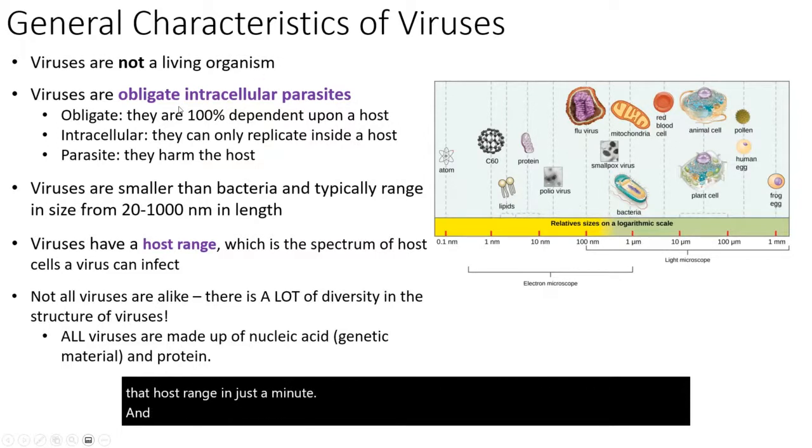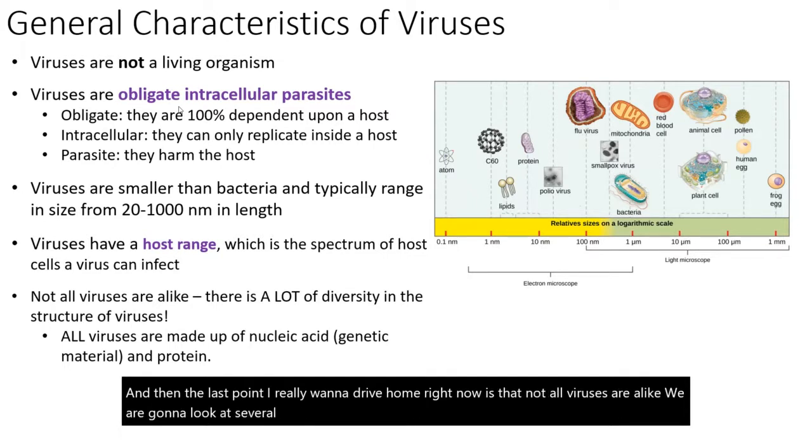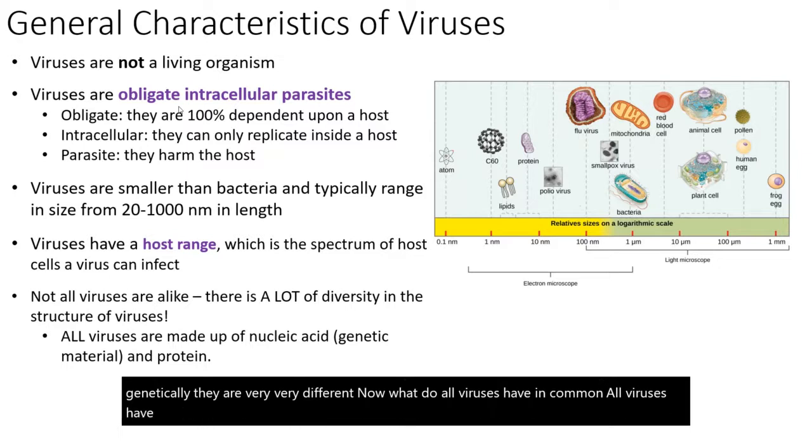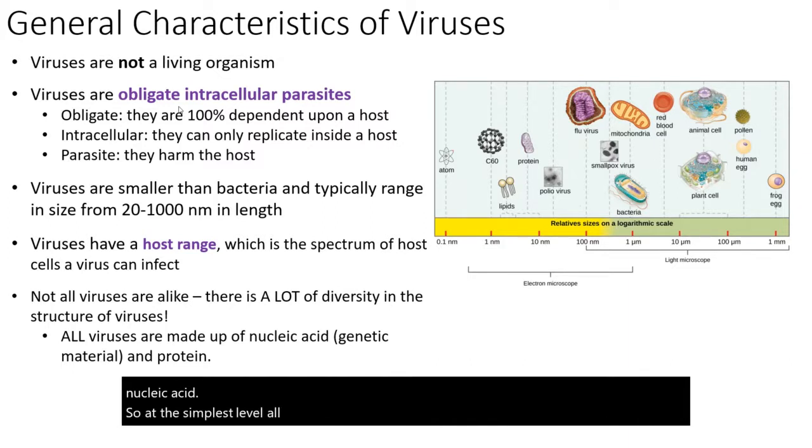And then the last point I really want to drive home right now is that not all viruses are alike. We are going to look at several different viruses, and you're going to see that structurally and genetically, they are very, very different. Now, what do all viruses have in common? All viruses have nucleic acid, so DNA or RNA, and a protein coat that's going to surround and protect that nucleic acid. Okay, so at the simplest level, all viruses have at least a nucleic acid and a protein coat surrounding it.